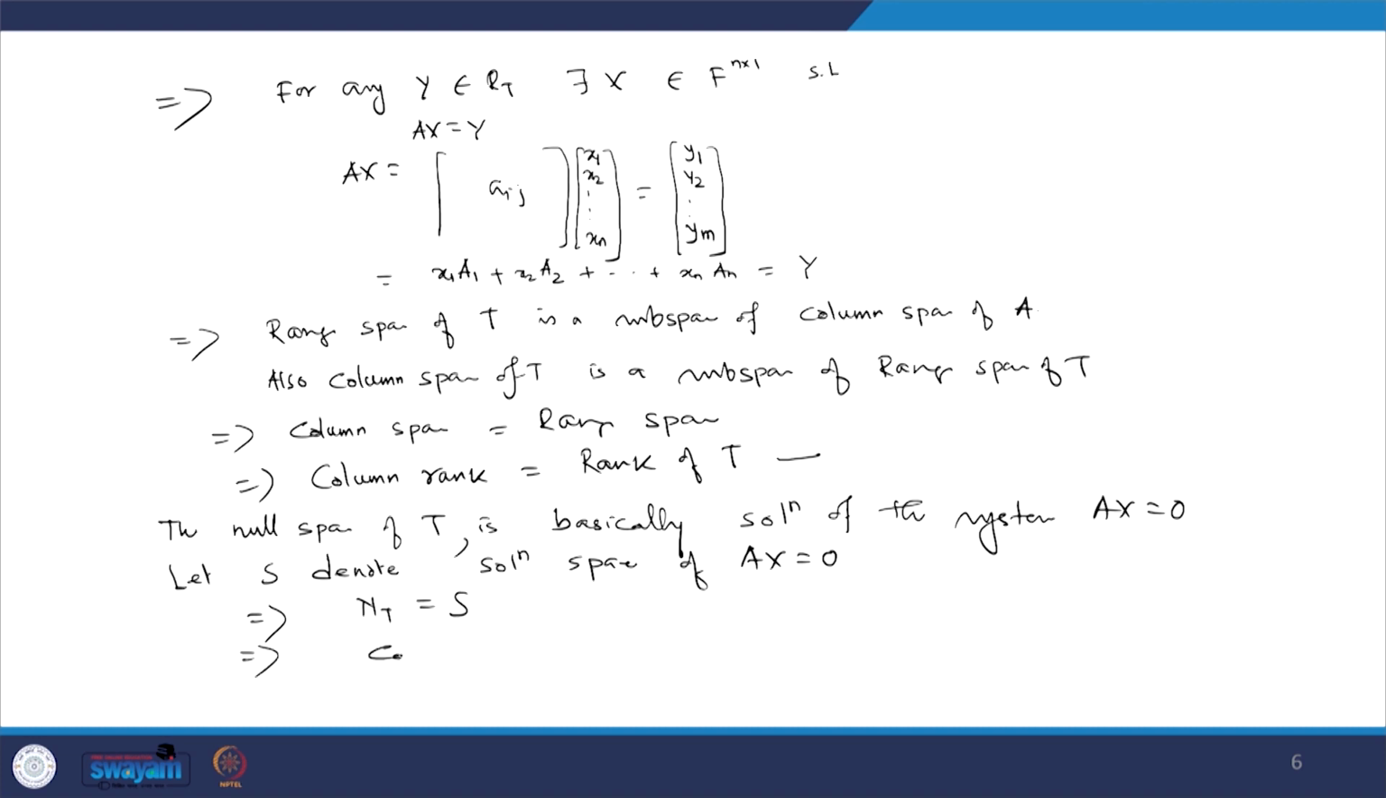So, this implies by the previous theorem, which I am also calling the rank nullity theorem, that rank of T plus nullity of T equal to dimension of the space V, please. So, this implies column rank of A plus, because column rank of A is equal to rank of T, plus nullity of T equal to dimension of V, or column rank of A plus dimension of S equal to dimension of V, please, which is equal to n. Okay.